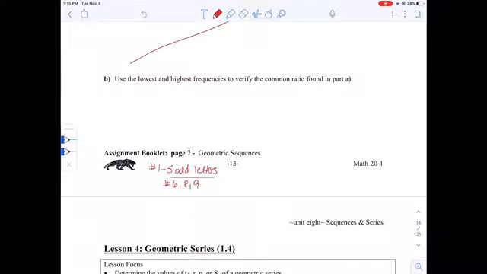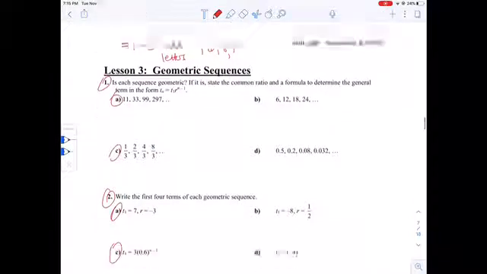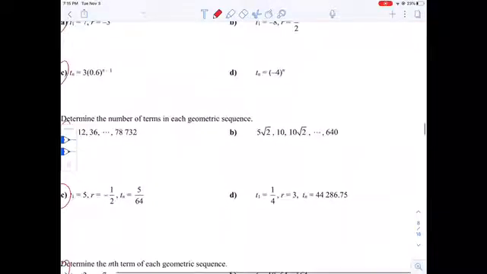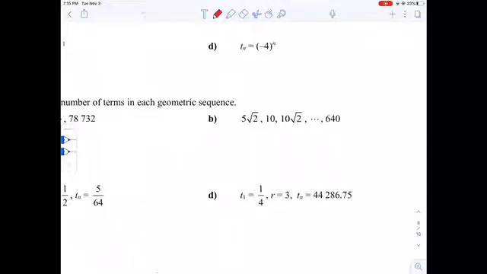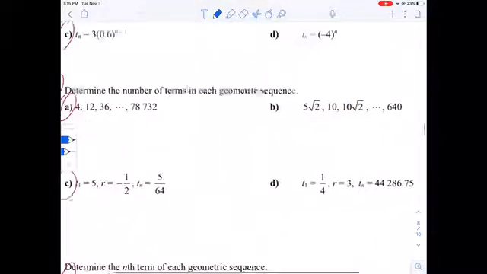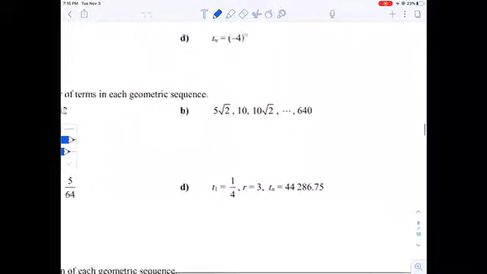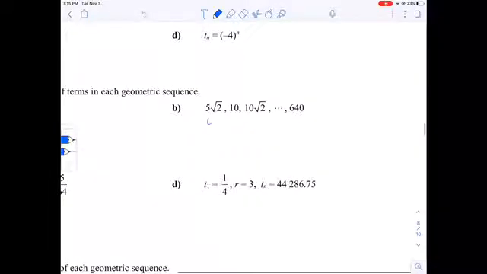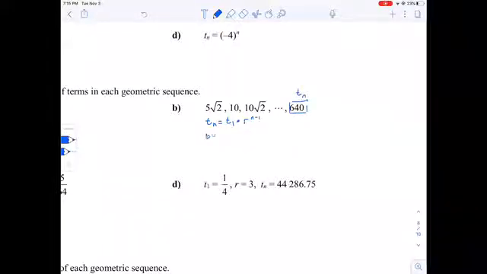If I look at the assignment, I just want to do one question together quickly. Lesson 3, let's do 3B together. So if I'm looking at question 3b, it says simply determine the number of terms in each geometric sequence. So if I want the number of terms, I can use my Tn formula, which is T1 times r to the n minus 1. So 640 would be my Tn. My T1 is, of course, 5 root 2.